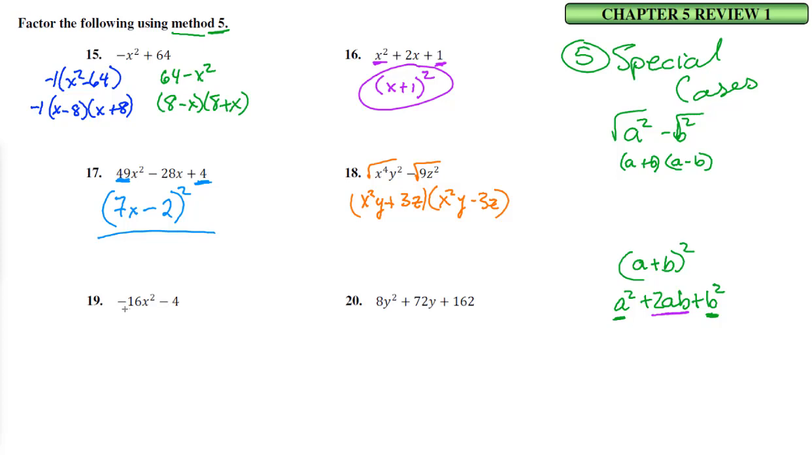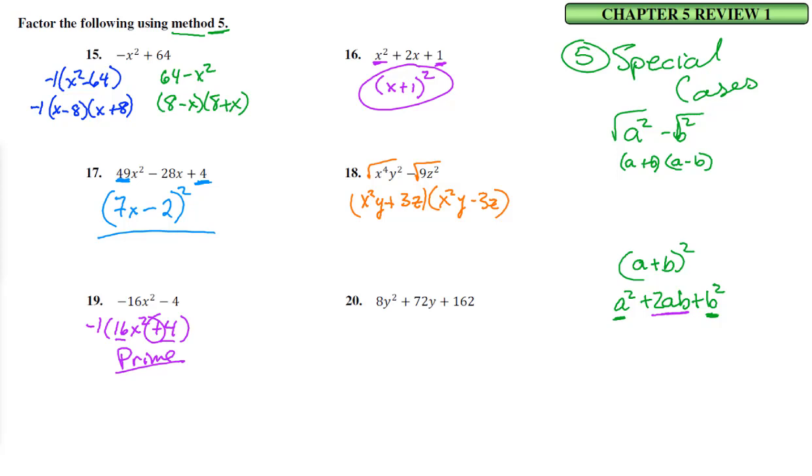So number 19. This is a difference, but negative 16 isn't a perfect square. If we take out a negative 1, we now have 16x squared plus 4. Notice these two are perfect squares, but this is not a minus sign, so it can't go any further than that. So this section is prime. You could take out a negative 1, but in general, it doesn't factor down any further.